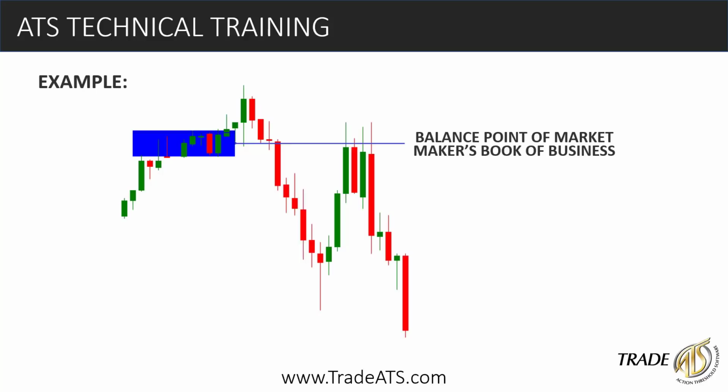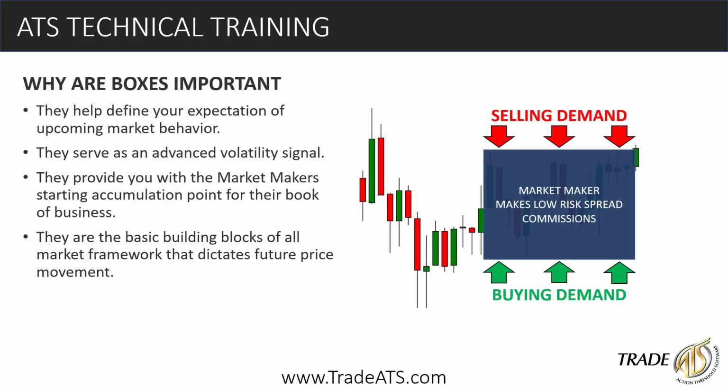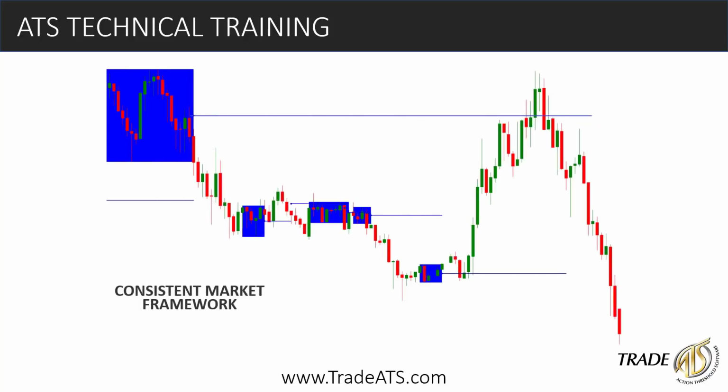So again, this is very important information for us to use in our overall analysis when we're looking at the ATS chart map. Boxes are the basic building blocks of all market framework that dictates future price movement. Because they're that point of control, because they're the balance point of the market maker's book of business, and the market makers ultimately control the floodgates of liquidity with how they manage that book of business, these sensitive levels create that consistent market framework for our analysis and for us to form our understanding of where price is headed in the future.